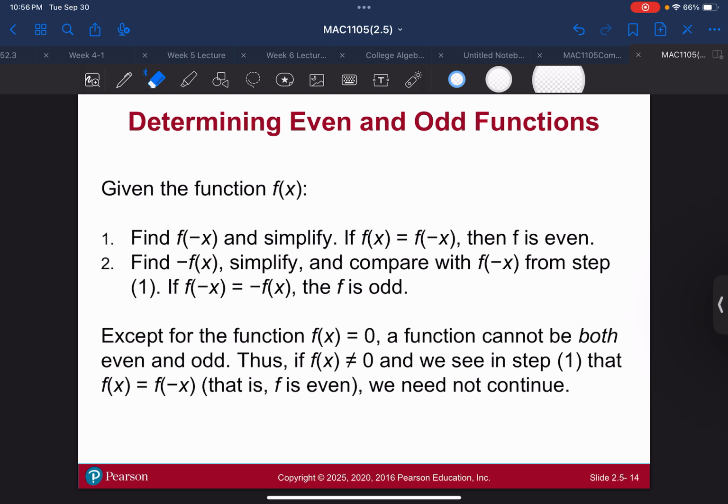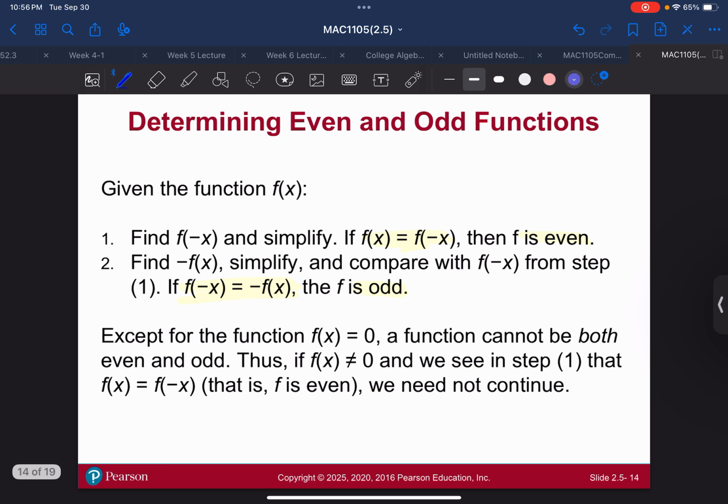Okay, so this slide is pretty much just saying what I just said, how we're going to test whether it's even or odd. So we're plugging negative x in, and if we get the same function, it's even. If it is the negative version of the original, then it's odd.